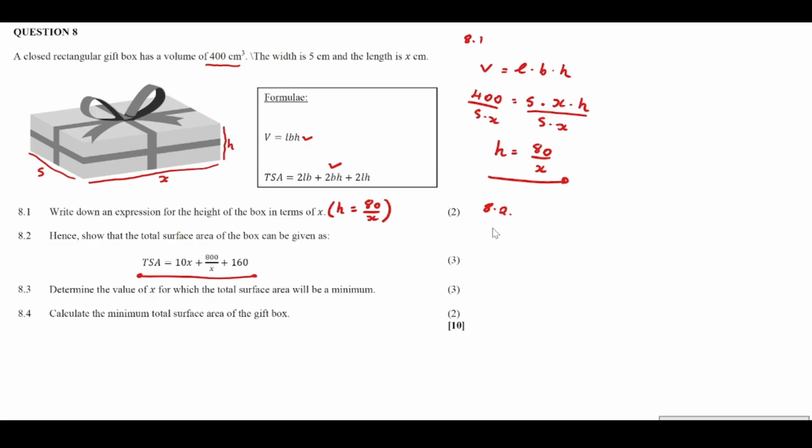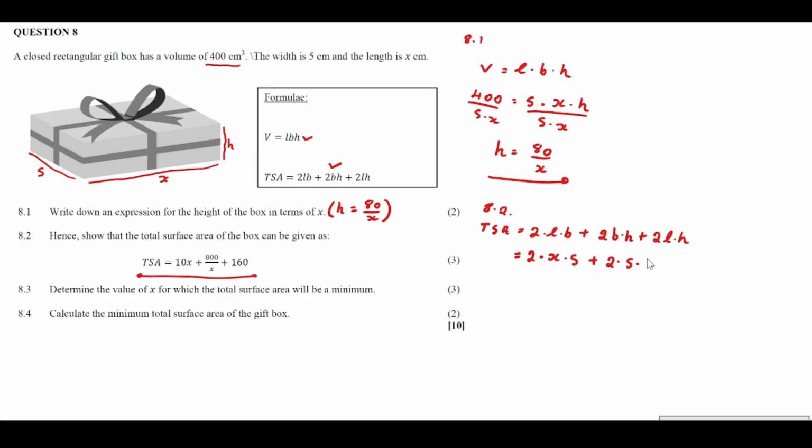So the formula says TSA is equal to 2 multiplied by the length and the breadth, plus 2 multiplied by the breadth and height, plus 2 multiplied by the length and the height. Nice one. So for the first one, we're going to have 2 multiplied by the length, which is x, multiplied by the breadth, which is width, in this case 5, plus 2 multiplied by the breadth, in this case 5, multiplied by the height.